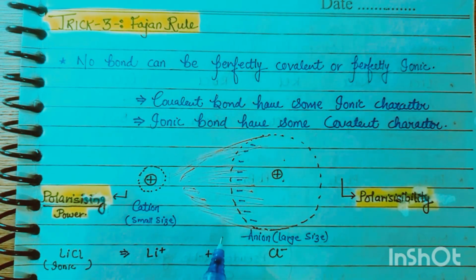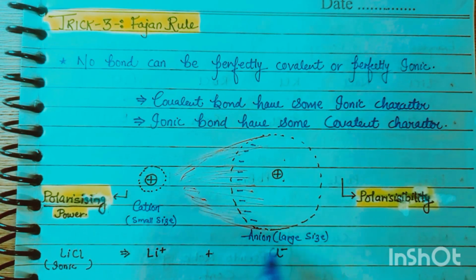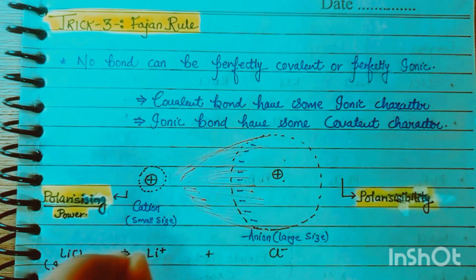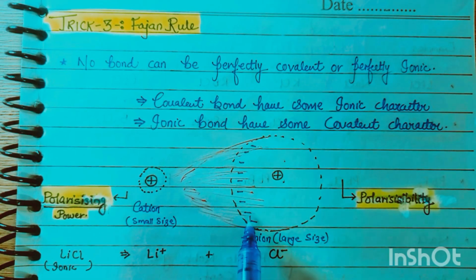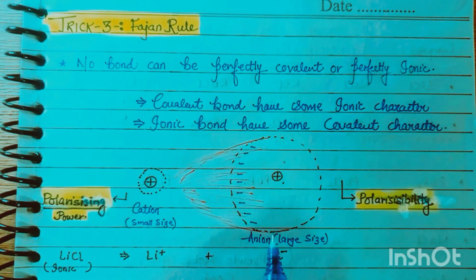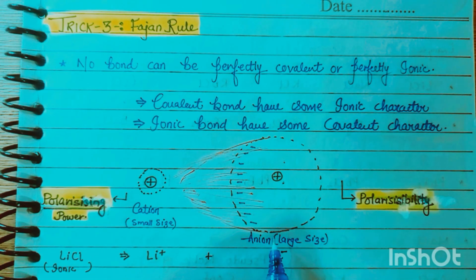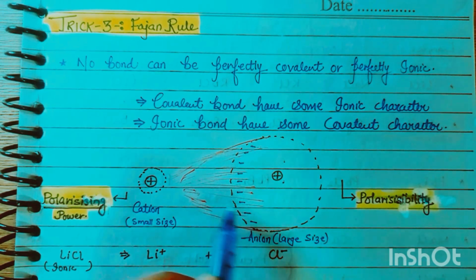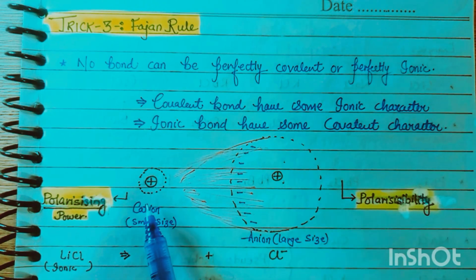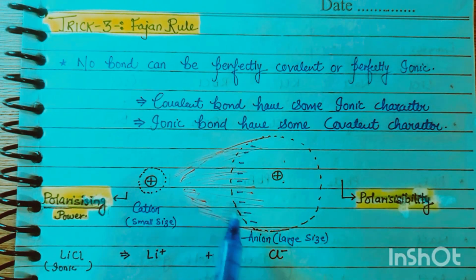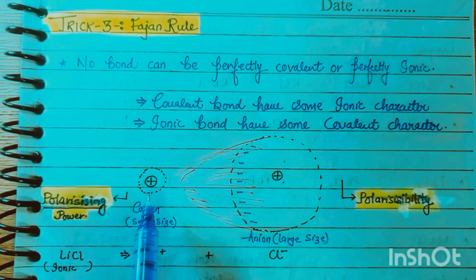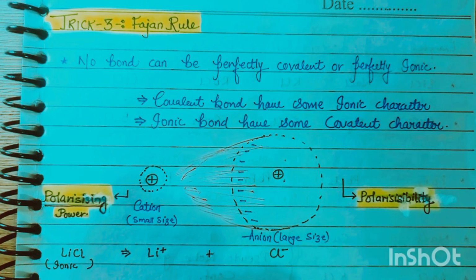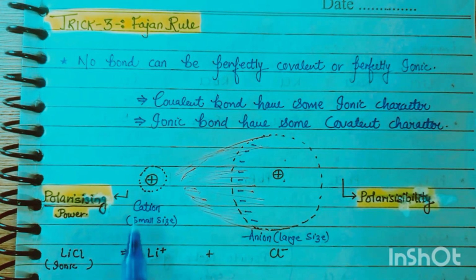When they come close to each other, you can observe that the anion is getting polarized, getting attracted toward the cation. That is, the electron cloud of the anion is getting distorted. It means some of the electrons are getting shared toward the cation. It means in this ionic bond, the red color is showing some sharing of electron cloud. So some covalent character is developing. Am I right? Yes.